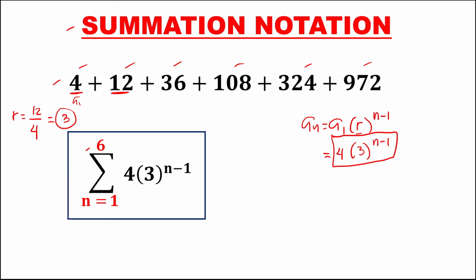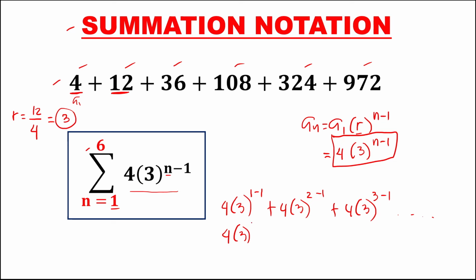Then to check the answer, from this equation, we have 4 times 3 to the power n minus 1, where n starts from 1. Then plus, for the second term, n now becomes 2, then minus 1. Then for the third term, n becomes 3, then minus 1. Then to simplify, this is 4 times 3 to the power 0, plus 4 times 3 to the power 1, and plus 4 times 3 to the power 2.